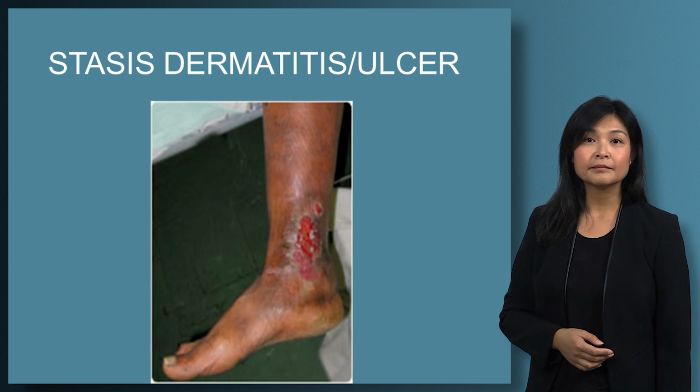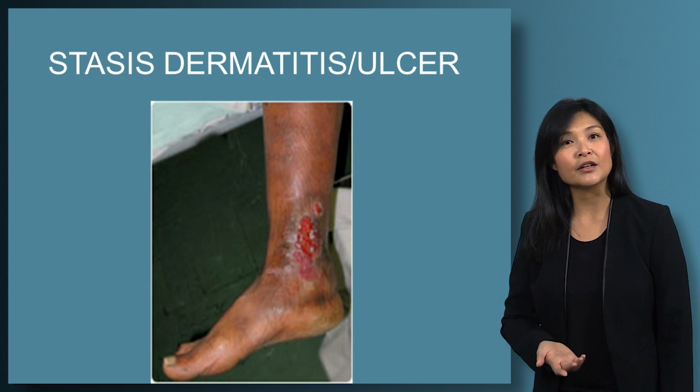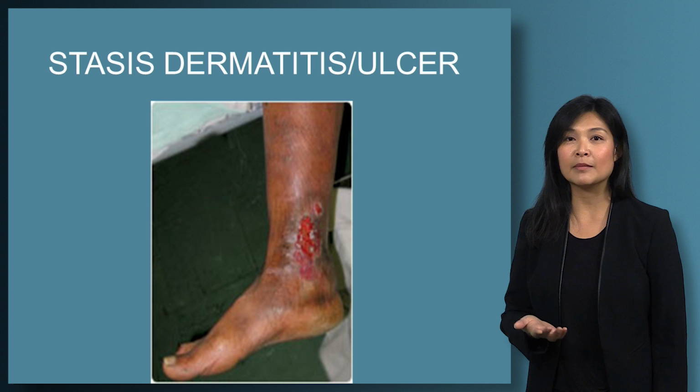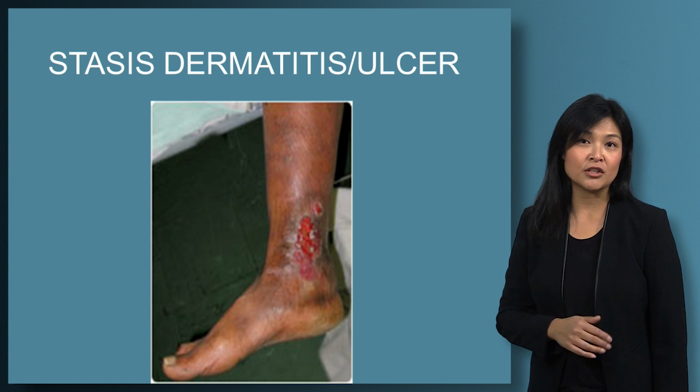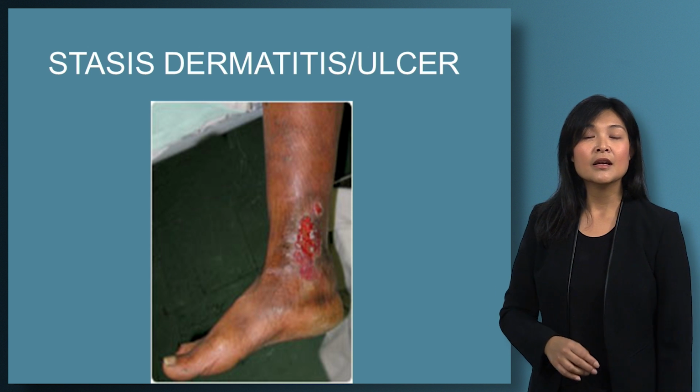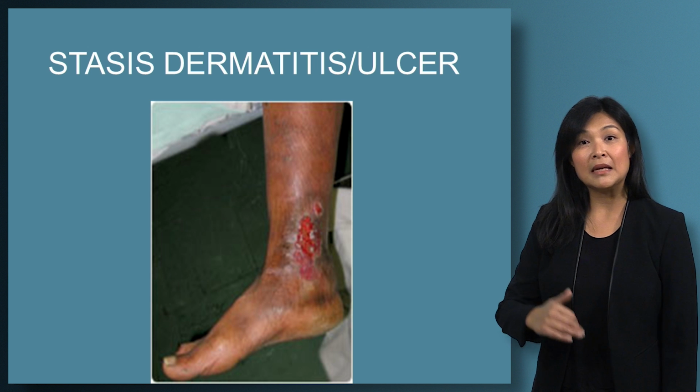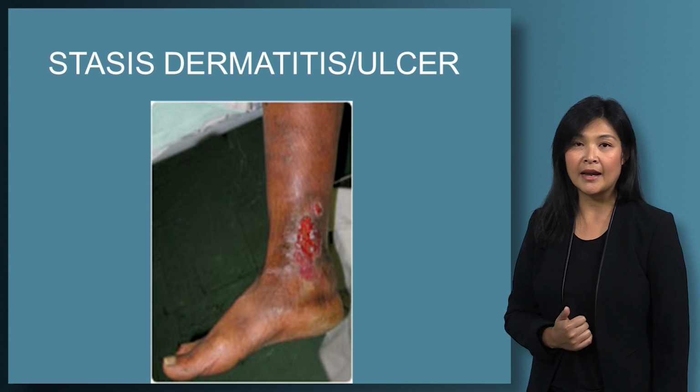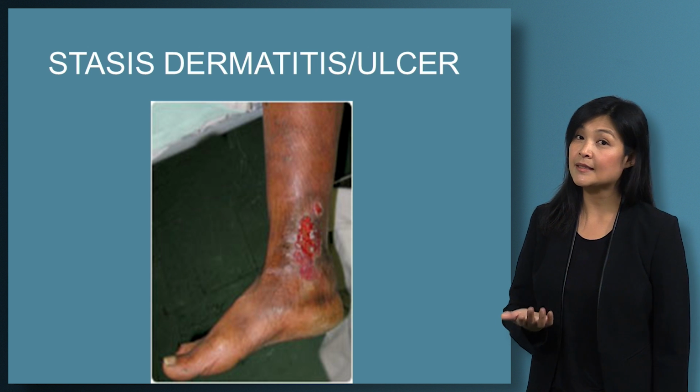This is a more severe ulcer in the setting of stasis dermatitis, and you can see the stasis changes around this particular ulcer. You'll note that both pictures were of the medial malleolus, and that is the most common area for stasis dermatitis and stasis ulcers to occur.